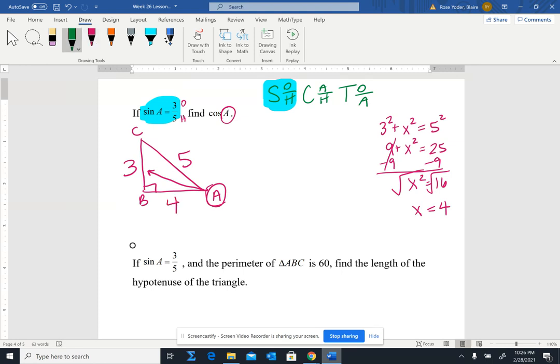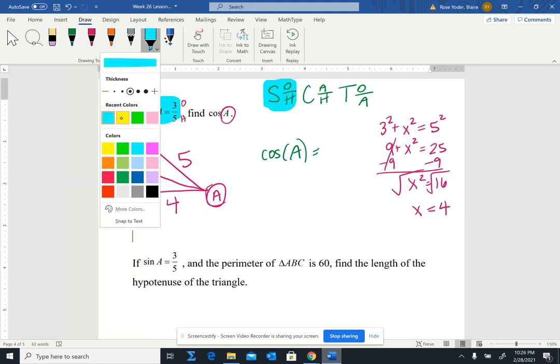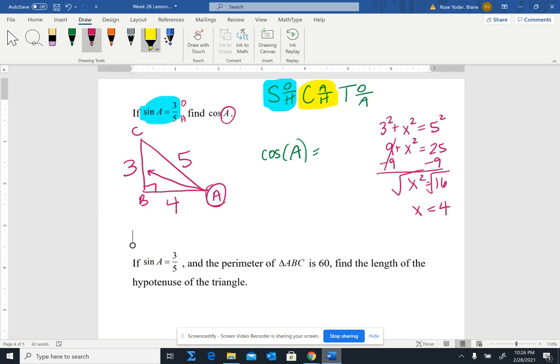All right, this is the hard part. The final answer should be quick and easy. It's just asking for our cosine fraction. So cosine, remember, is A over H, adjacent leg over hypotenuse. So I just want the A number and the H number, and I want to make a fraction. So 4 over 5, done.